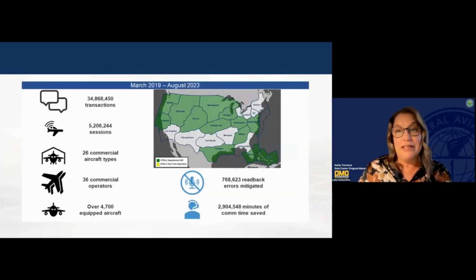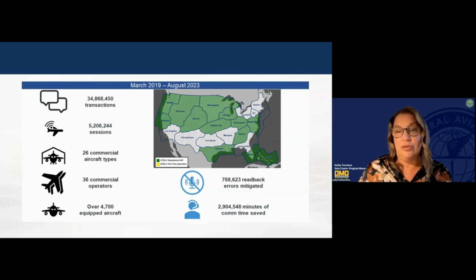From an en route perspective, we've had over 34 million, almost 35 million transactions to date. We started deploying this in March of 2019. Unfortunately, we did run into the COVID pandemic, as I'm sure many other programs did. So we had to pause until it was safe for our controllers to start training again. And once they did, we've really picked up the pace to try to fill in this map as best we can. To date, we've had over 5 million sessions, and again, 26 commercial aircraft types, 36 operators, and for en route, we have almost 5,000 equipped aircraft.